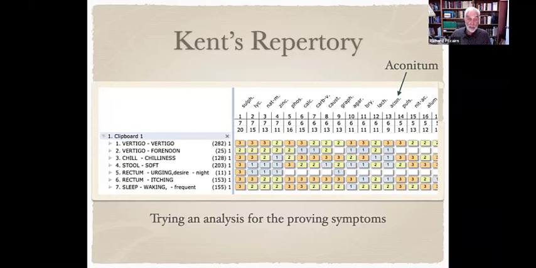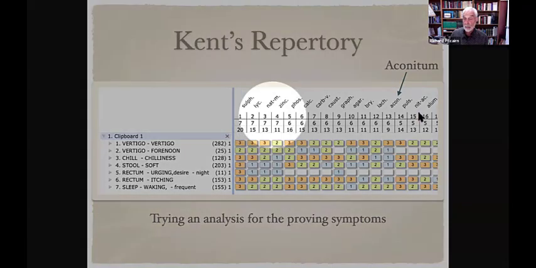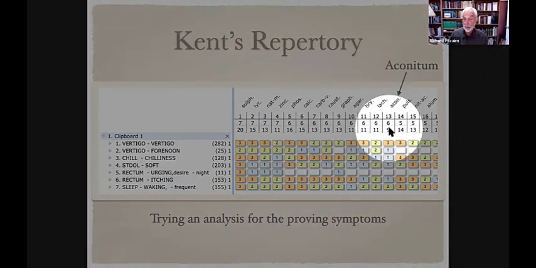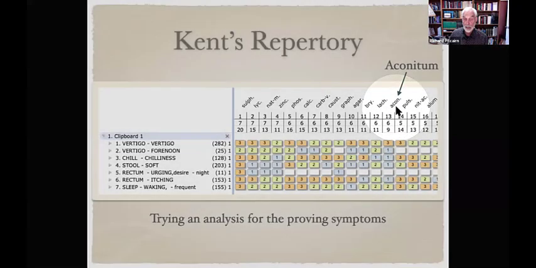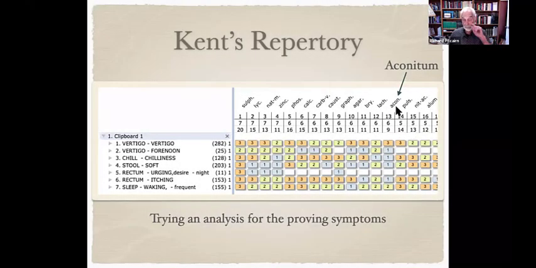So just as an exercise, I thought I'll put these symptoms from this paragraph into Kent's repertory and see if aconite comes up. Well, it does, as you see here. It comes up in position 13. So it does appear, but it's certainly not very prominent, with Sulfur, Lycopodium and Natrum muriaticum being higher indications.